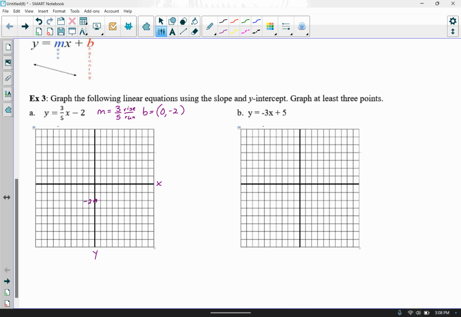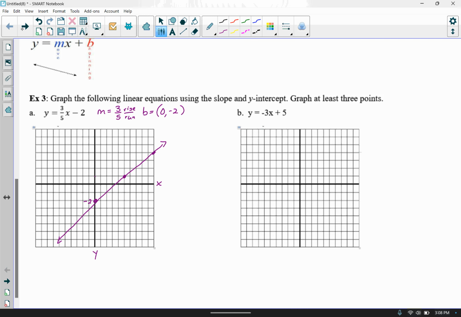And then from that -2, remember, slope is also known as rise over run. Both of these are positive, so for the rise go up 1, 2, 3 units. And then my run is positive, so I'm going to run 5 units to the right. 1, 2, 3, 4, 5, and put a dot. And then I'm going to repeat that. I'm going to go up 1, 2, 3, and then over 1, 2, 3, 4, 5. Perfect. I'm able to put 3 points on there. And then I'll do my best to connect those 3 points with a straight line. Not too bad.